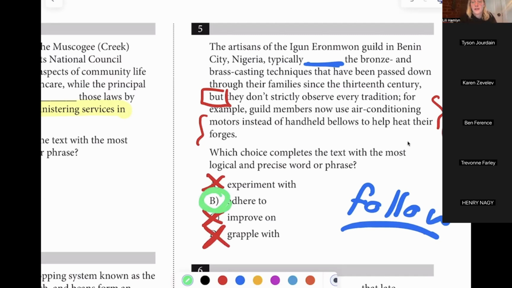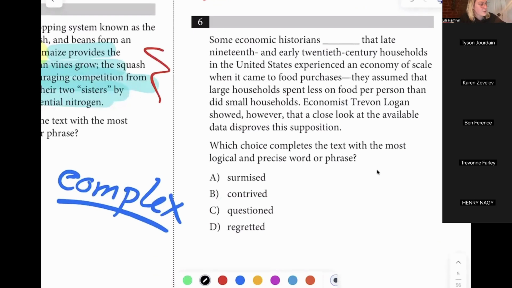All right, perfect. Any questions on this one before we move on to 6? Great. All right, let's cover our answer choices. What did everyone get for number 6?